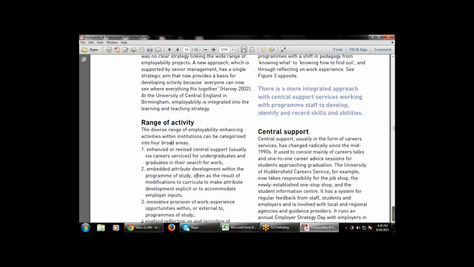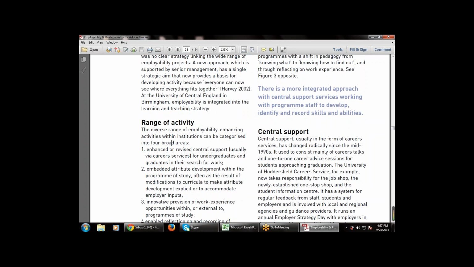First is to enhance or revise the central support, usually via the career services. That is the central support for graduates as well as undergraduates in their search for work. That is the first part of the range of activity.